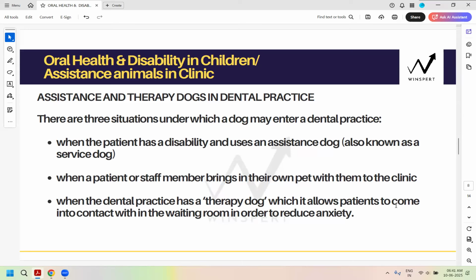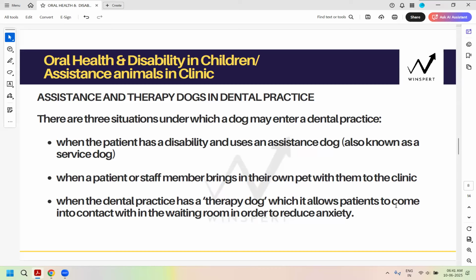Assistant dogs are allowed because they are rigorously trained, right? And they help people with disabilities, especially with epilepsy and sight loss, right? They help the patient get better management of social situations for their functioning. So these are permitted in practice, including clinical areas with the patient. There is no obligation to accept private pets of staff members or the patient's pet.